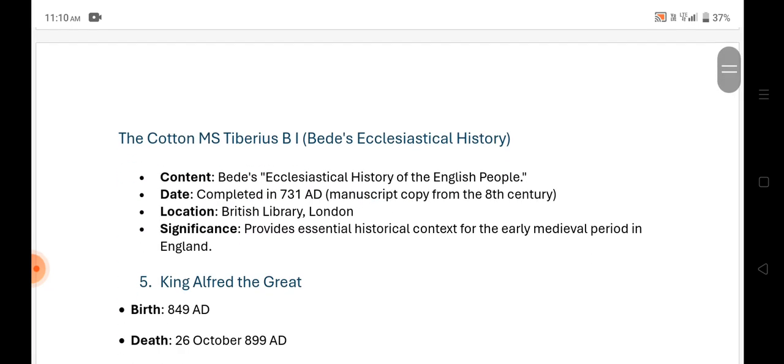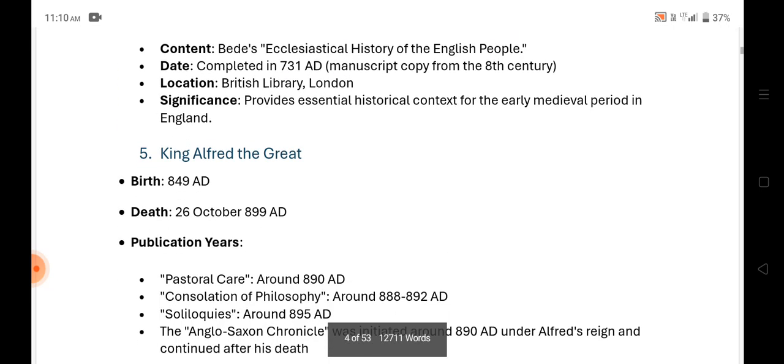It is the primary historical source for early English history and provides context for other Old English literature. Its manuscript is found in the Cotton MS Julius B. It provides the context for the early medieval period in England.